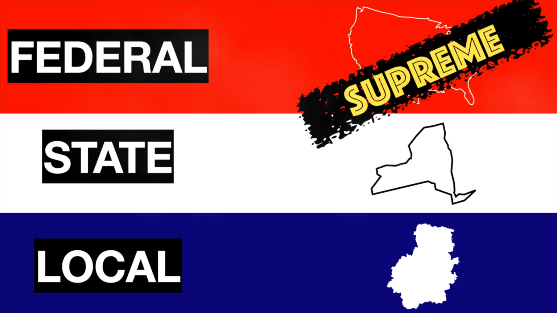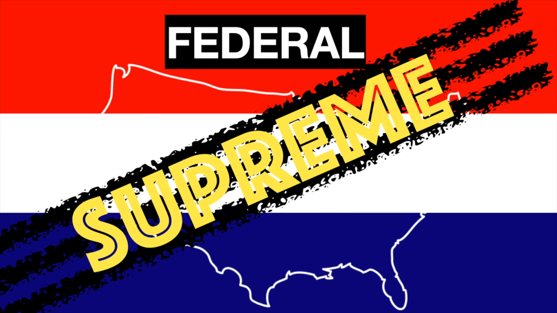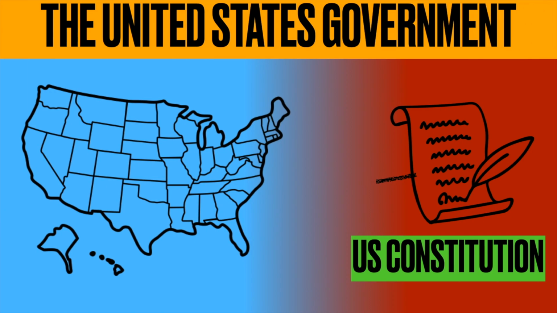Okay, so we have three levels of government in the United States. First, we have the federal government, followed by the state governments such as New York, and then followed by the local governments such as Nassau County. But keep in mind, if there is a dispute, the federal government has the supreme or the top authority. The rules and regulations of the U.S. Constitution impact the whole of the United States, so all 50 states must abide by the federal Constitution.